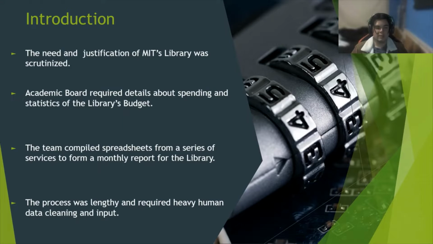So the library team resolved this issue from the academic board and compiled spreadsheets from a series of services to form a monthly report for the library. These spreadsheets and log files were collated and analysed, and then a monthly report was created manually by the library to display key information to the academic board so that they can review it and gain insight and understanding into the resources being spent, what results they were getting, and a cost per student was discovered. There was a trouble with this process though.